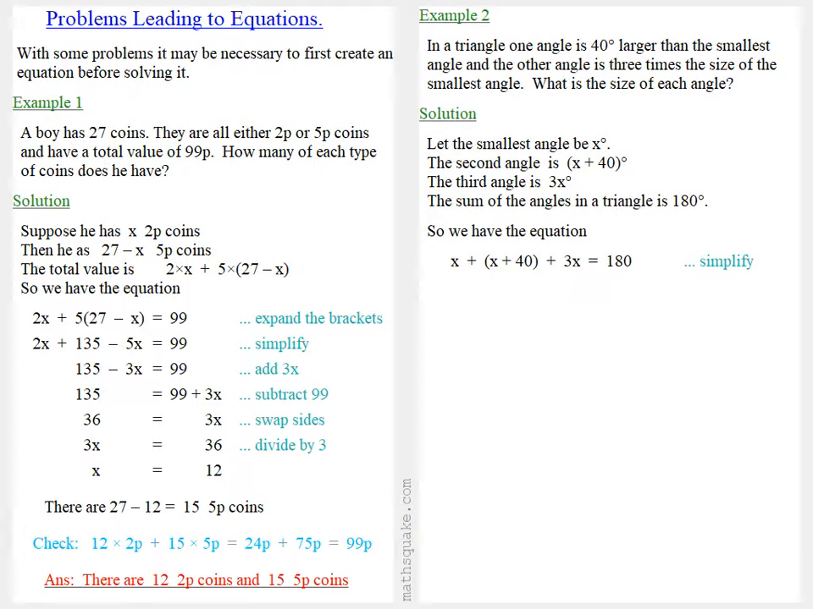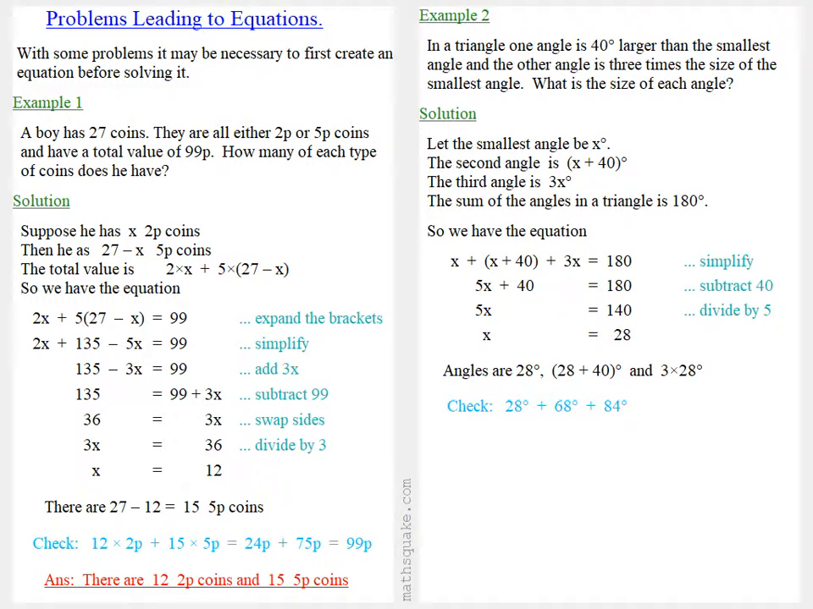We can simplify that to give 5x plus 40 is 180. If we subtract 40, we have 5x equals 140, and we can divide by 5, x equals 28. So the angles are 28 degrees, 28 plus 40 degrees, and 3 times 28 degrees, which is 28 degrees, 68 degrees, and 84 degrees. Those add up to 180 degrees. So our answer is the angles are 28 degrees, 68 degrees, and 84 degrees.